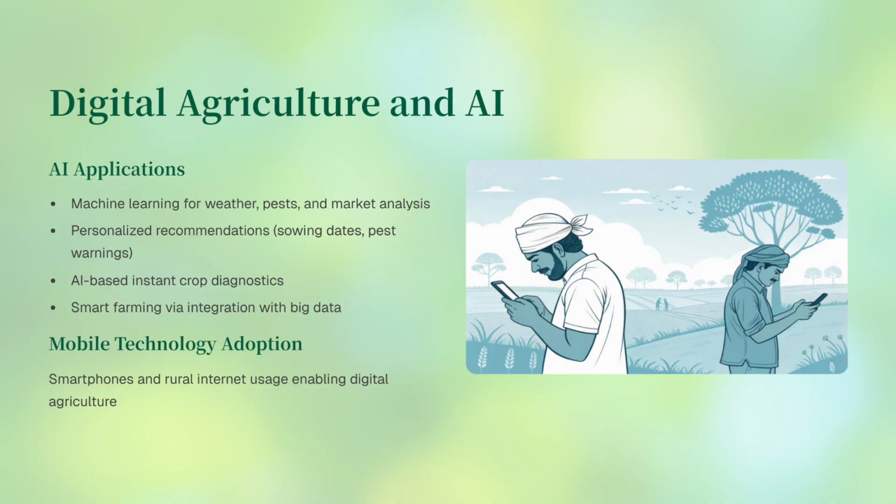Secondly, digital agriculture powered by artificial intelligence is another transformative area. Smartphones and rural internet connectivity allow machine learning algorithms to analyze weather data, satellite imagery and market trends, offering farmers personalized actionable recommendations. Indian startups already provide real-time diagnosis services, identifying crop diseases through smartphone photos and suggesting solutions instantly.